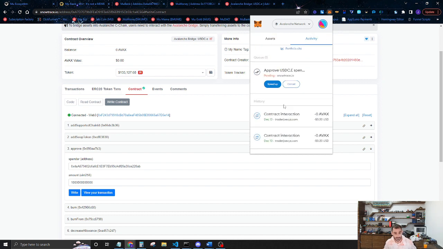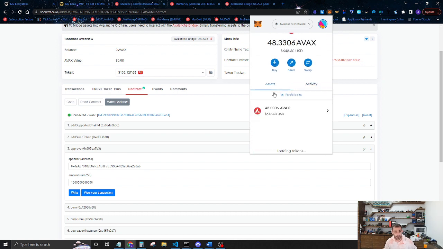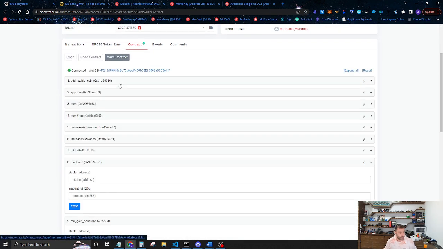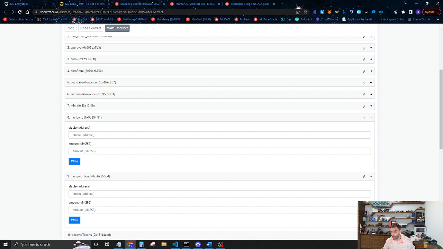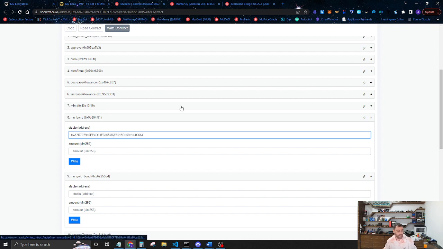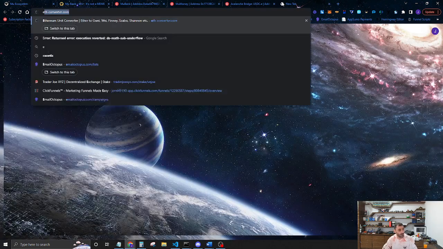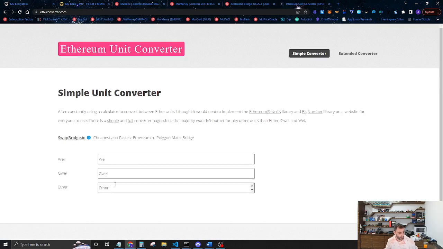We need to do this because we're going to do a stablecoin bond, and we're going to do a few bonds here. The first thing we're going to do is come over to this right contract and do a stablecoin bond. We're going to put in the address of the stablecoin that we want to bond, in this instance USDC. And then we're going to do a $1,000 bond.